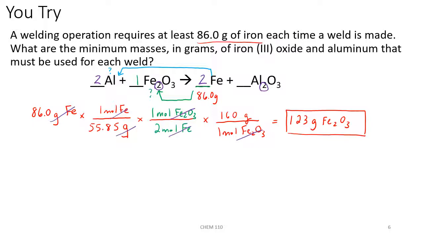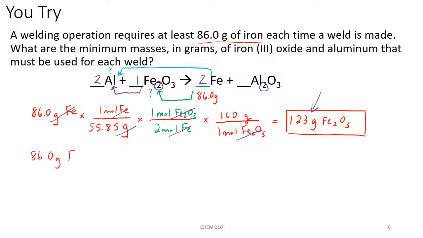Now for part 2, you have a couple options. You could start with the 86 grams of iron, or you could actually start with the 123 grams of iron 3 oxide that you just calculated and go from iron 3 oxide to aluminum. Either way should give you the same answer. I'm going to start with the 86 grams of iron again.